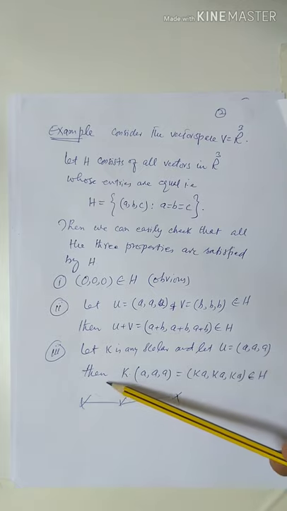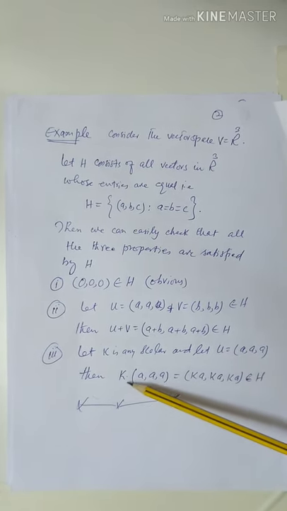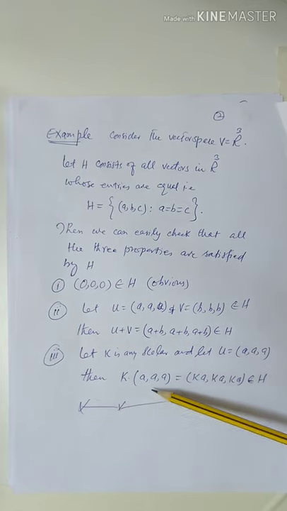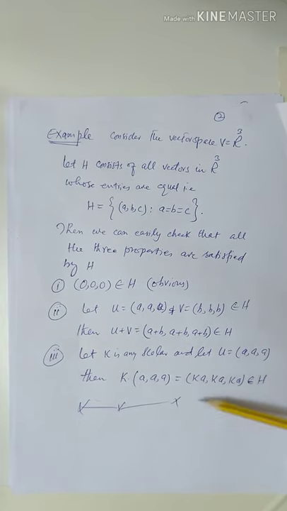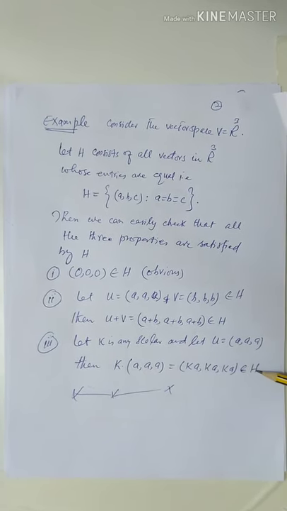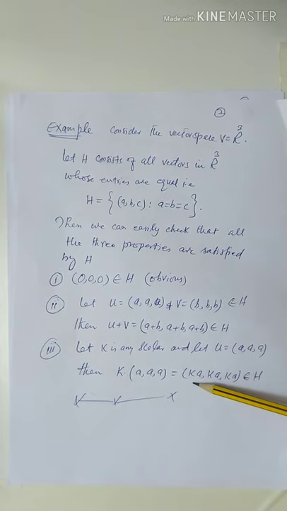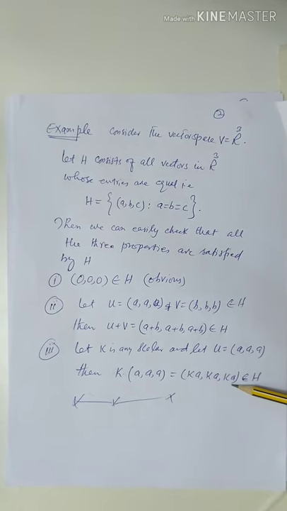Now, what was the third condition? You have to multiply with the vector, so KU. So if you multiply K with the U, it means it will be KA, KA, KA. Now you can see again it belongs to H. Why does it belong to H? Because the first element, second element, third element, they are all the same. First entry, second entry, third entry, they are all equal.